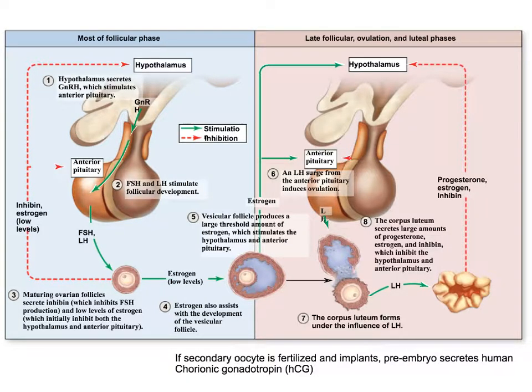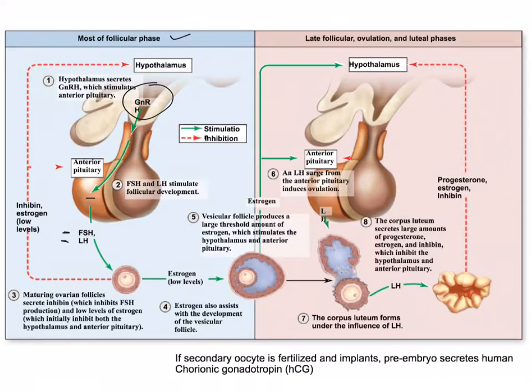Okay, now here's how hormones are going to regulate it. For most of it, what's happening is gonadotropin releasing hormone is coming down, stimulating the anterior pituitary. The anterior pituitary is releasing follicle stimulating hormone and luteinizing hormone. These are going to stimulate the production and the development of the follicles.